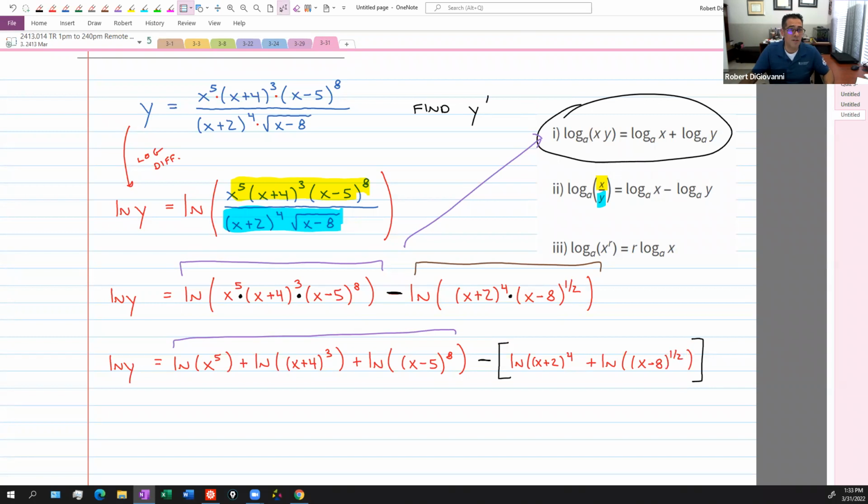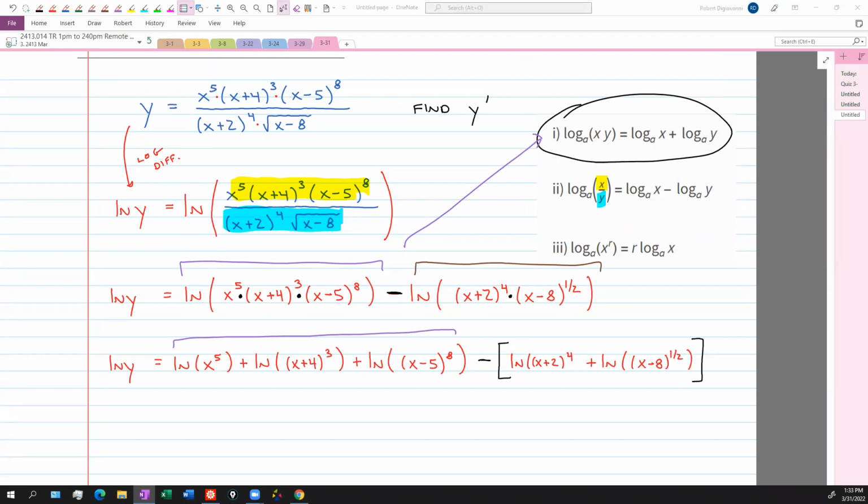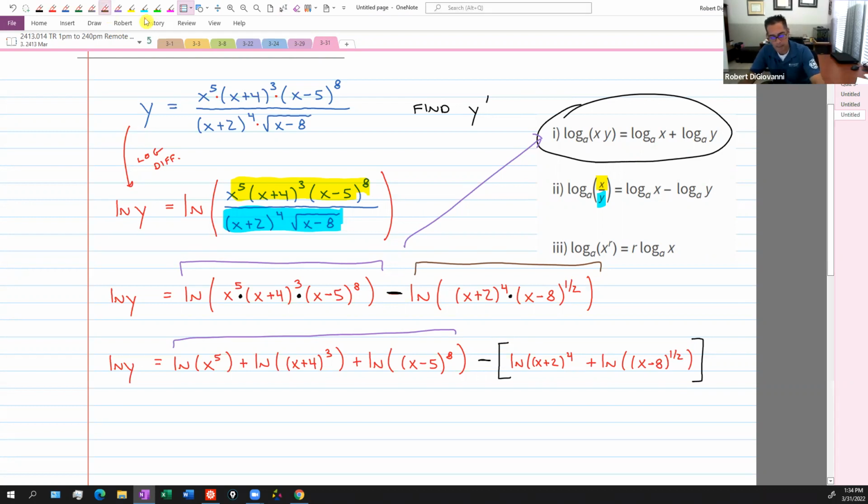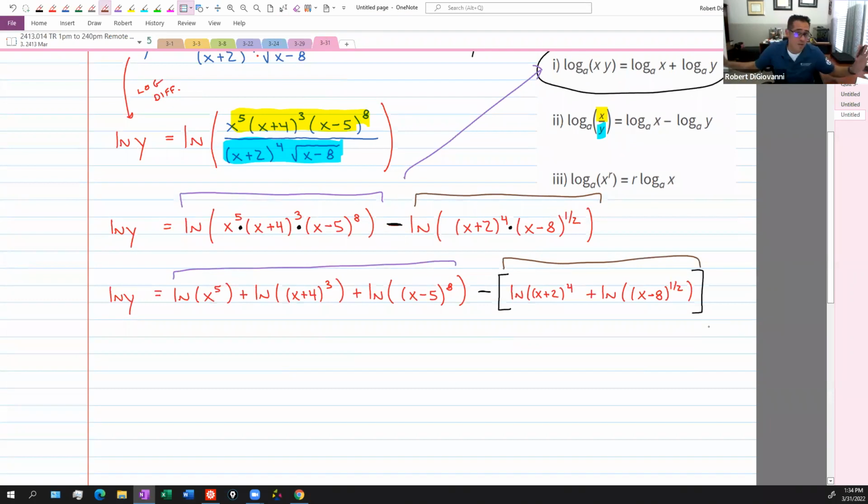I have to sneeze. Okay. Questions? The brown became those. Have not taken a derivative yet, right? This is all just algebraic manipulation.